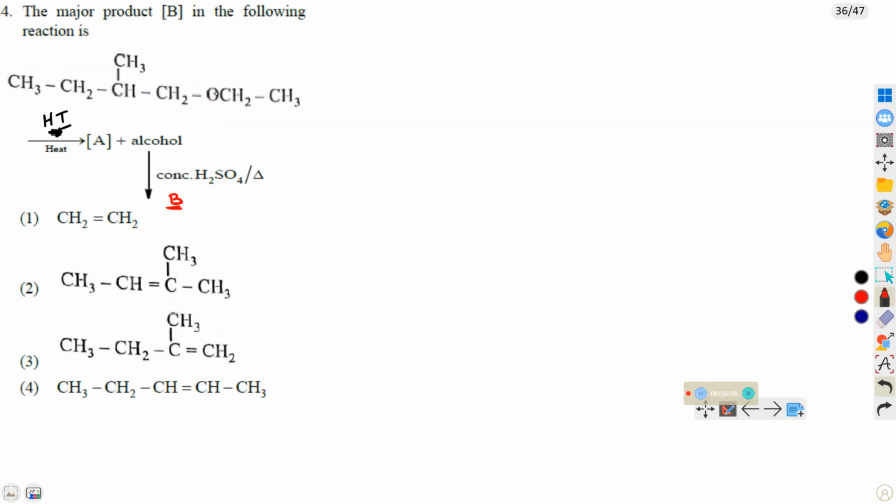Identify B in the reaction. This is ether. Ether reacts with HI, follows SN2 mechanism, and it gives O minus, C plus, H plus, I minus. Then it gives one alcohol form. The alcohol is CH3CH2CH(CH3)CH2OH.